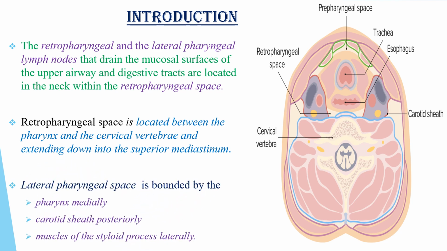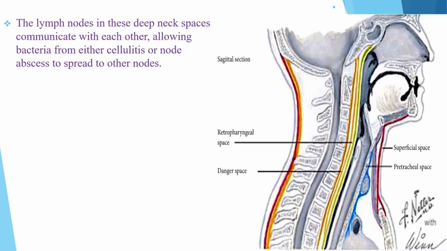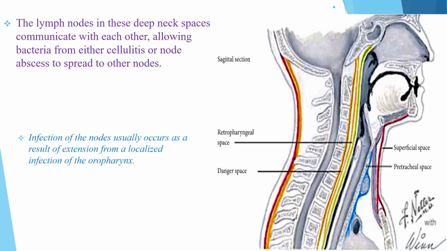And the lateral pharyngeal space is bounded by the pharynx medially, carotid sheath posteriorly, and the muscles of styloid process laterally. The lymph nodes in this deep neck space communicate with each other, allowing bacteria from either cellulitis or node abscess to spread to other nodes.